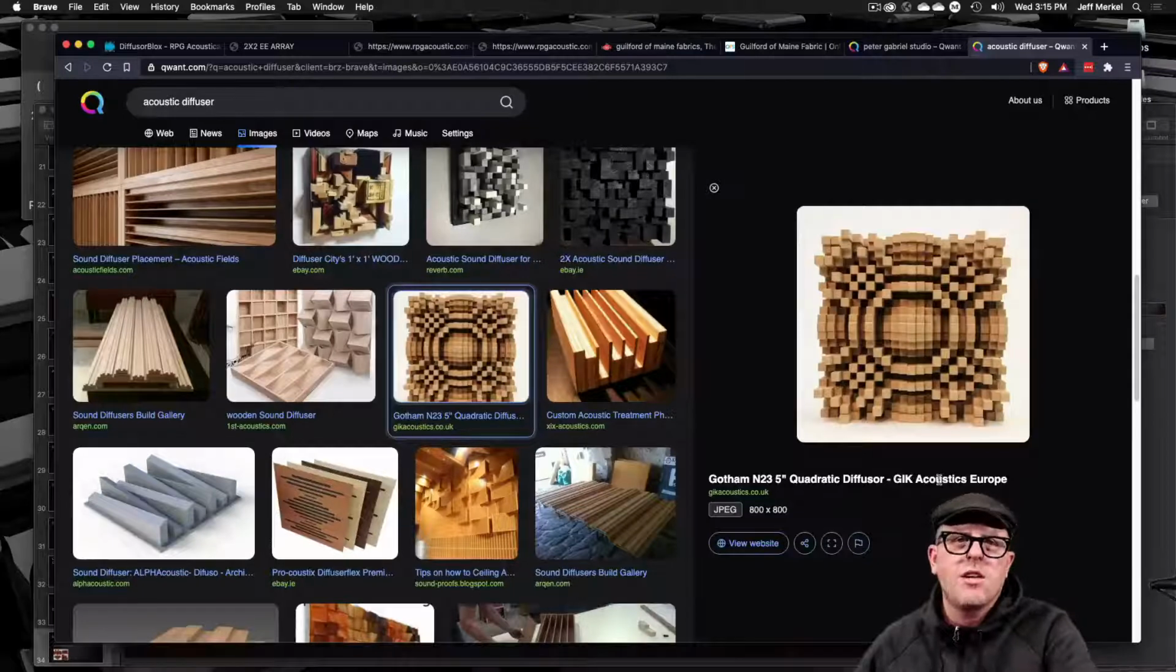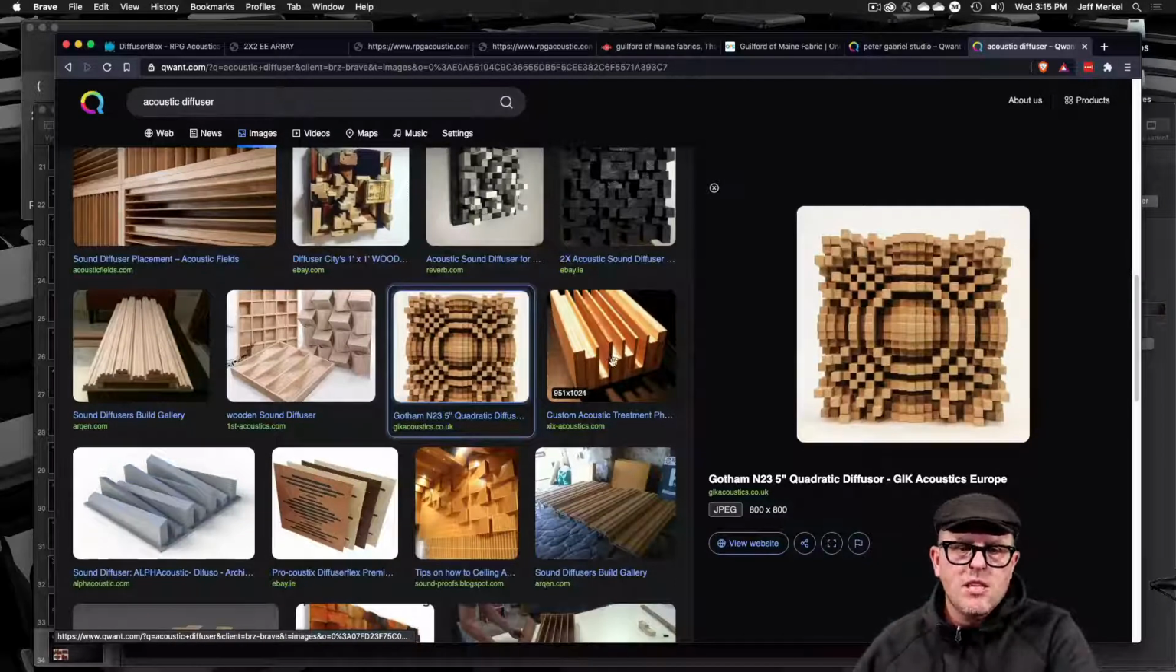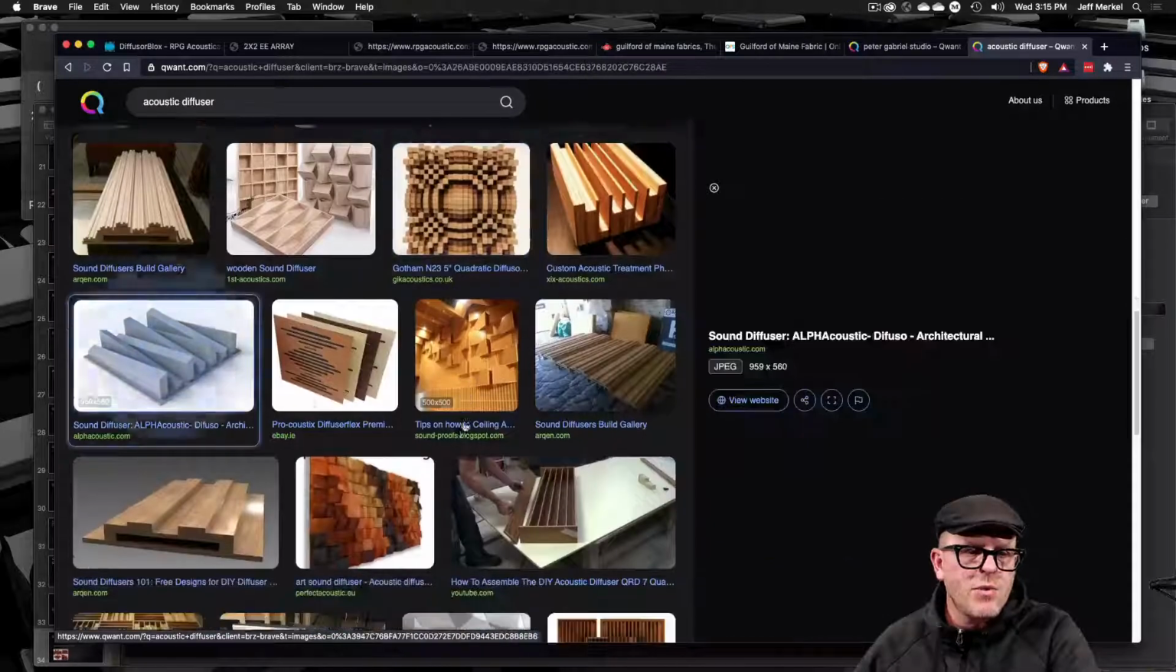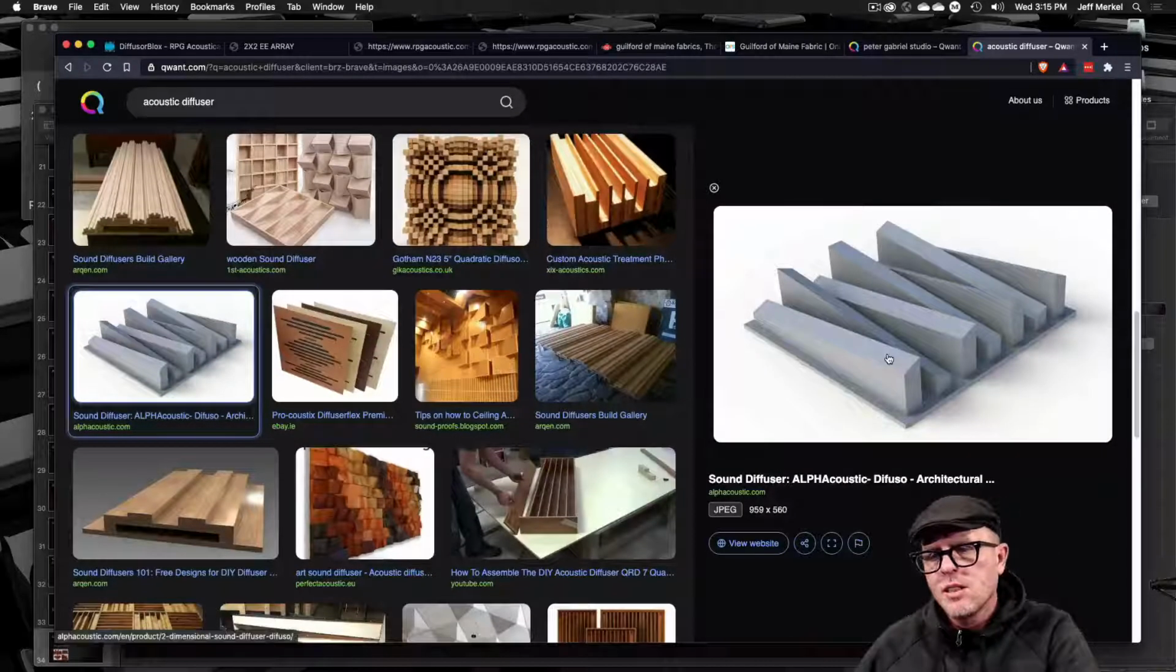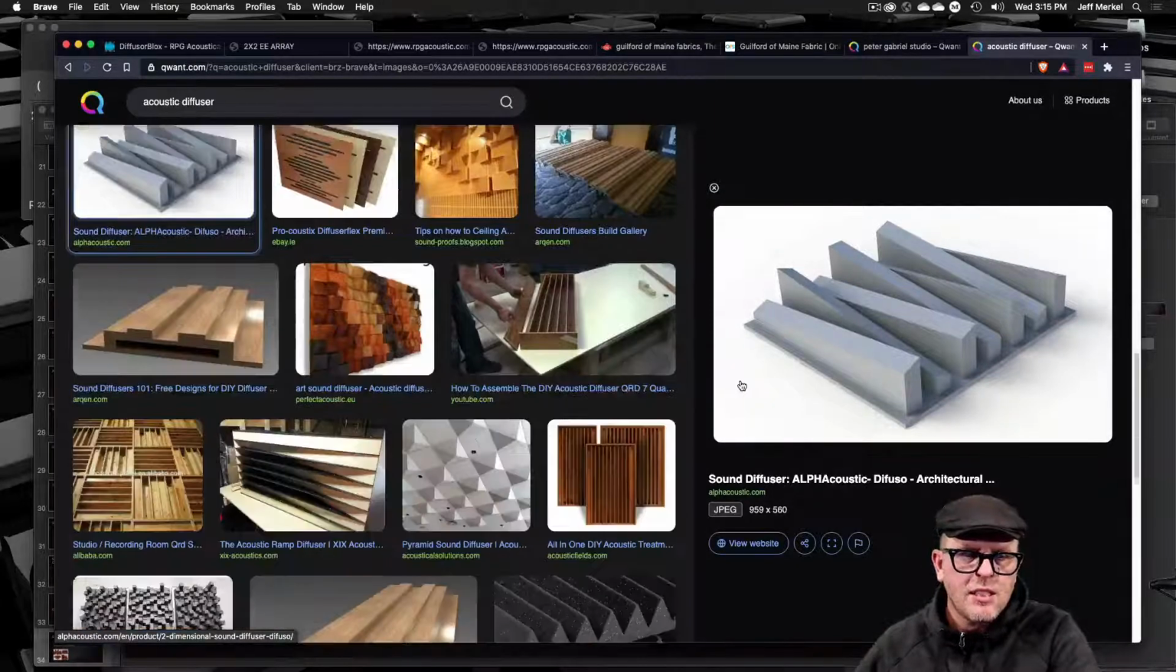If you're in Studio F, that's what all the GIK Acoustics products are. These are ones with the wells that are going to be much more effective. Ooh, that one's pretty cool looking. I don't know how effective they were, but it looks cool. There's a lot of different ones.